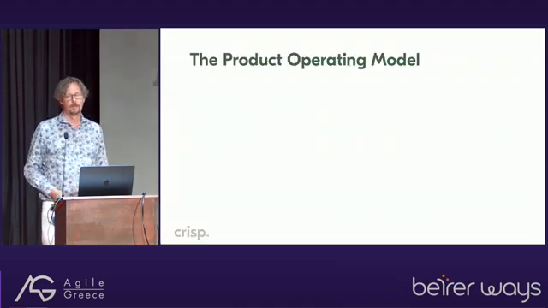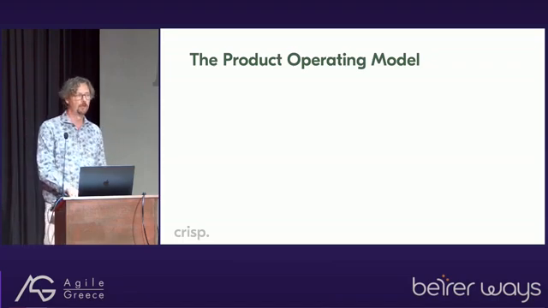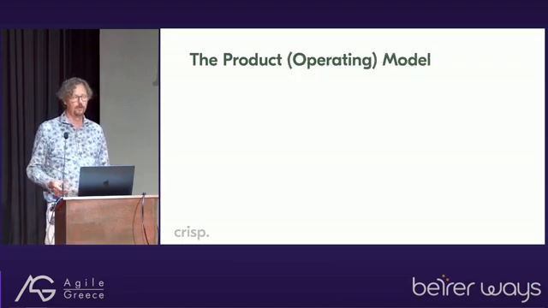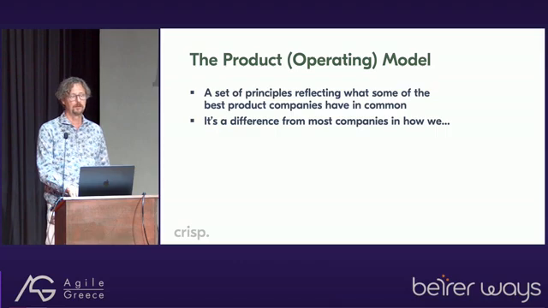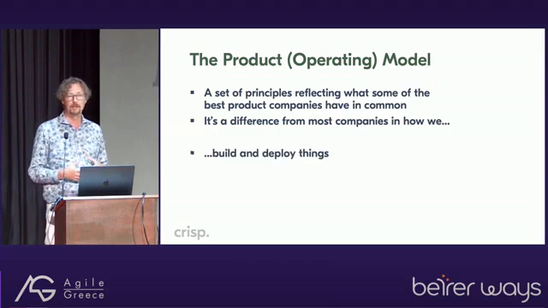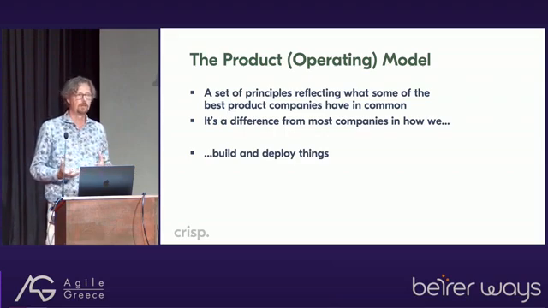And this has been becoming known lately as the product operating model, or the product model for short. And it's really a set of principles reflecting what some of the best product companies have in common. A difference from most companies in how we build and deploy things. So working in small teams incrementally, frequent releases, having an experimentation platform where it's possible to do A/B testing, continuous integration, and all of that.